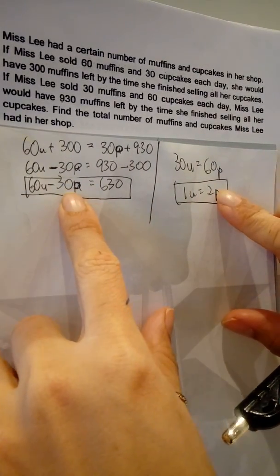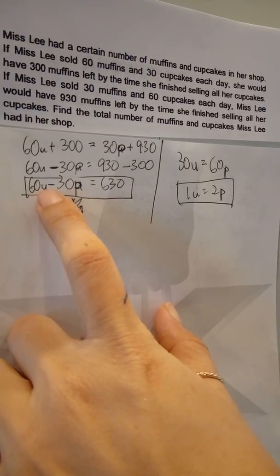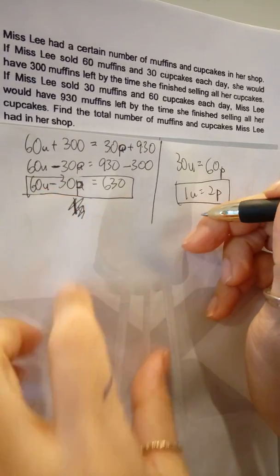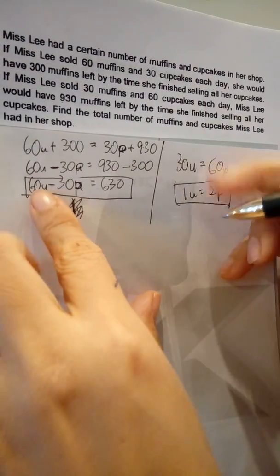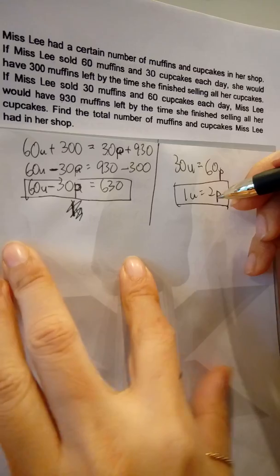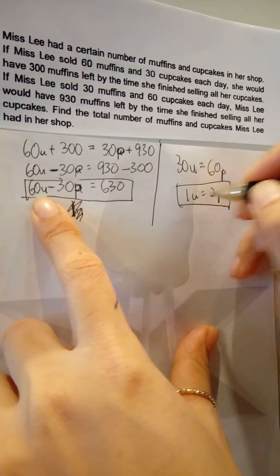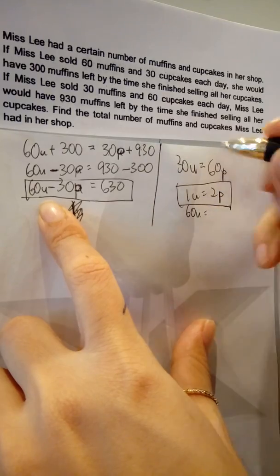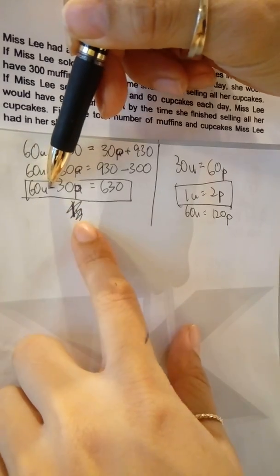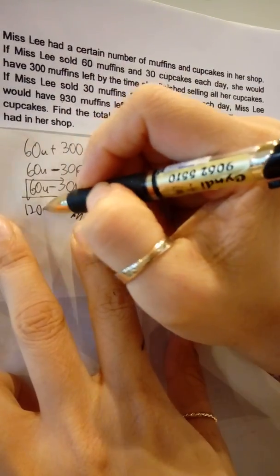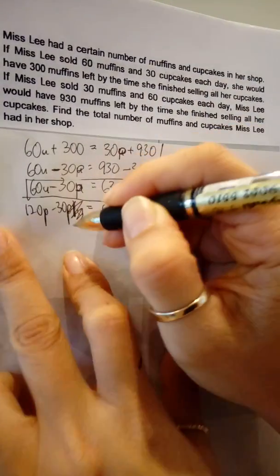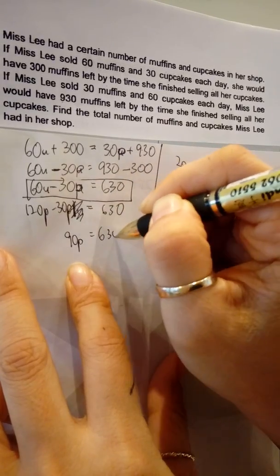Now that I have these two, right? Can you see that there's nothing I can do because there's unit and parts here? So what I do is, this is 60 units, right? You can substitute either one of them. You know that 1 unit is 2 parts. If 1 unit is 2 parts, what is 60 unit? So 60 unit is 120 parts, right? So I will not copy the 60 unit again. I will let it be 120 parts minus 30 parts here. I'll get 630. So I get 90 parts is 630.